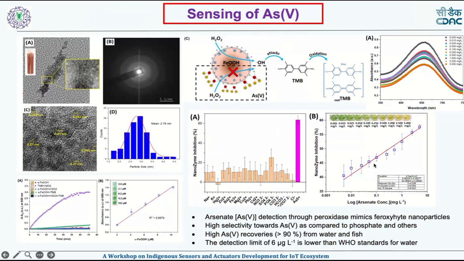So with this particular mechanism, we have developed this sensing system, which generates a green to colorless change. You can see here, if arsenic is present, it becomes colorless, and if arsenic is not present, it remains clear green in nature. So using that, we have developed this sensing system.